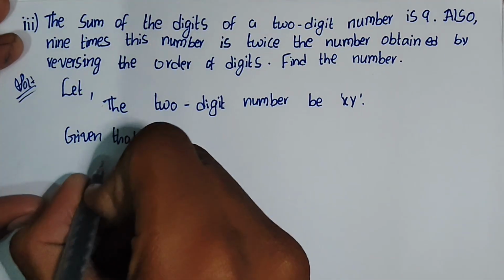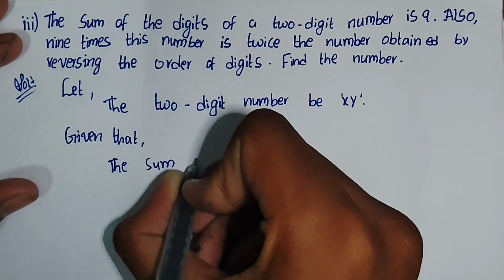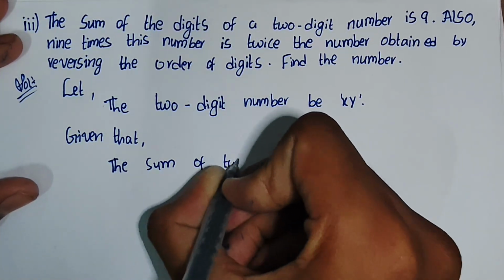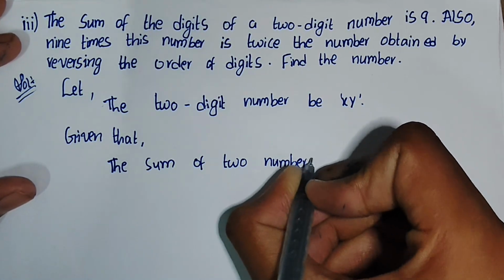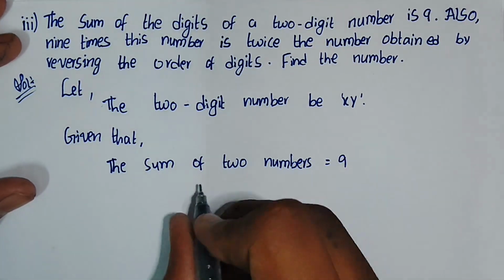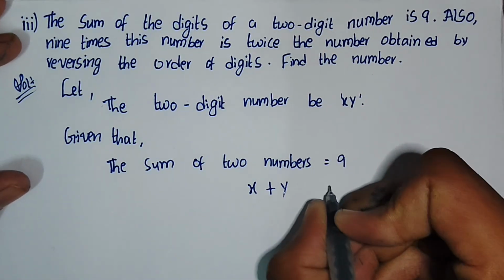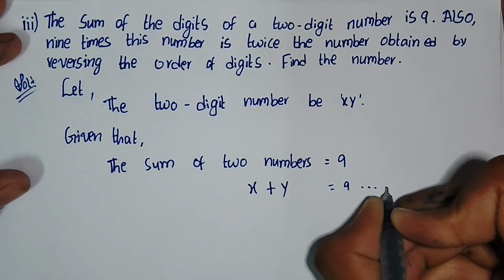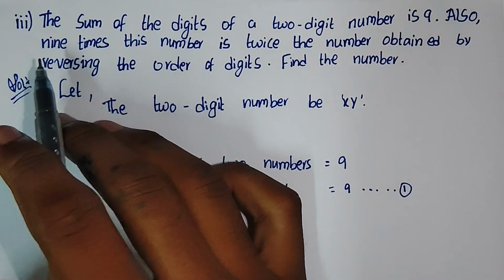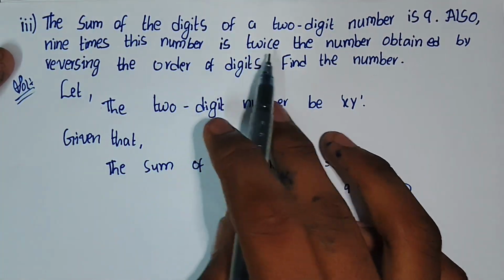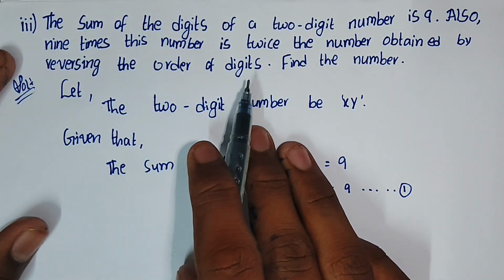So I am writing that the sum of the two numbers equals 9. Means what are the numbers? x and y. So x plus y equals 9. I am considering it as equation 1. Also, 9 times this number is twice the number obtained by reversing the order of digits.